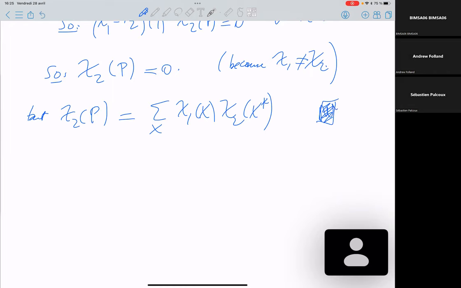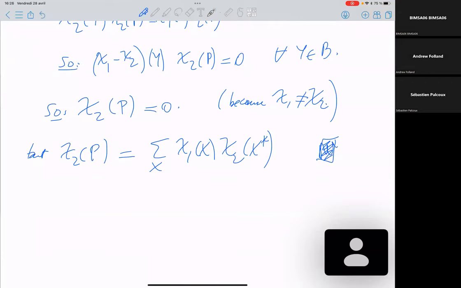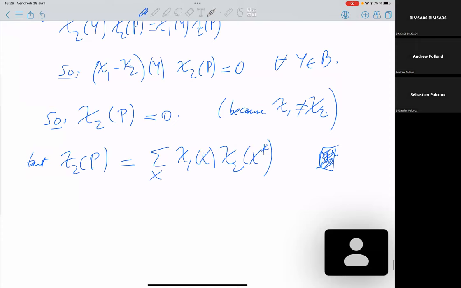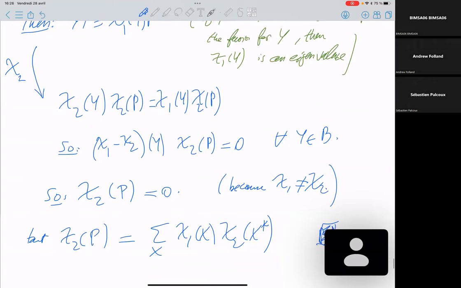Okay, so this is the end of the proof. Two different characters are orthogonal.